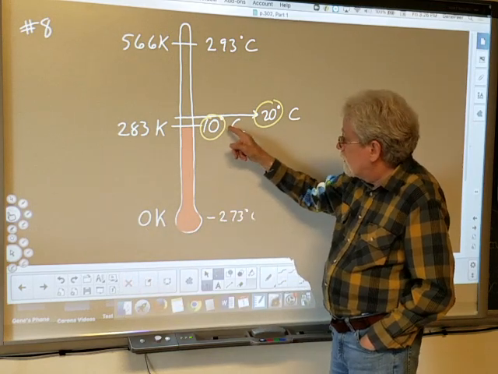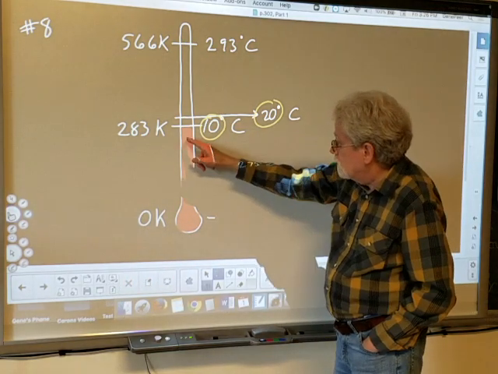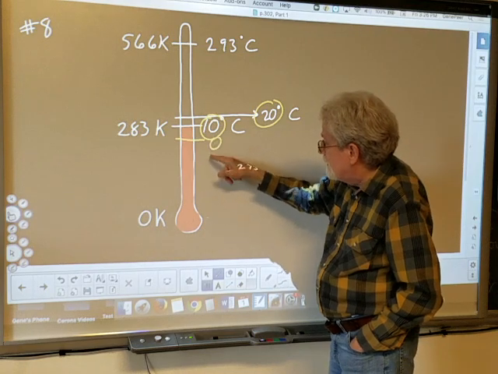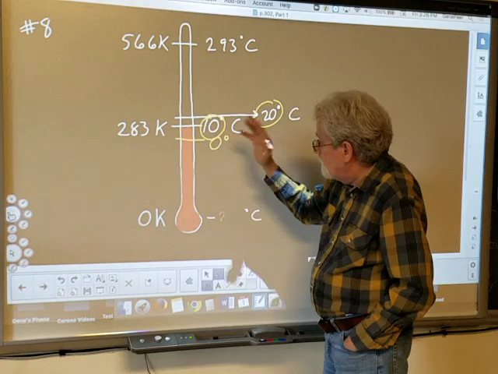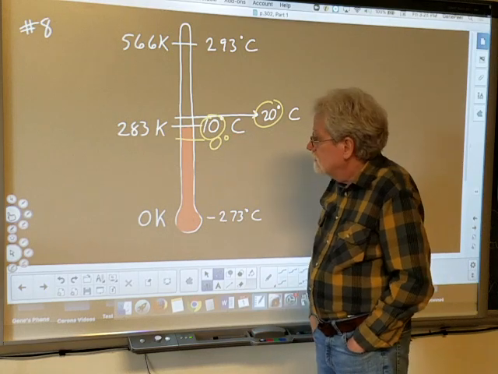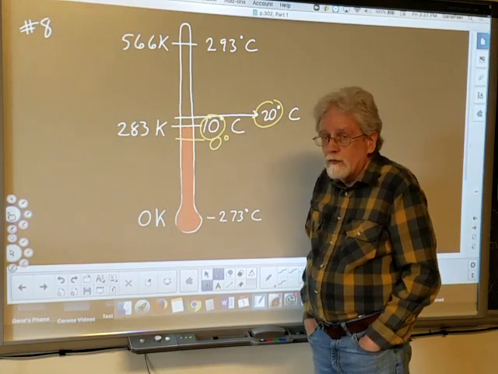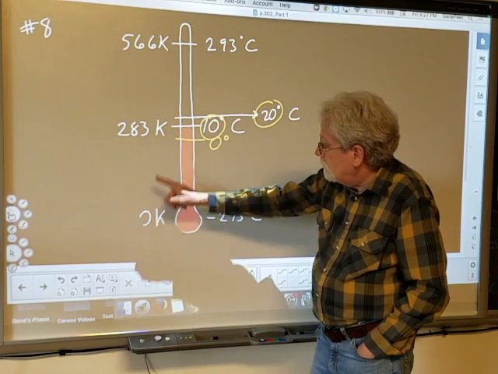Unlike the Celsius scale, that does not start... Where is zero? Zero might be here. Zero is not at zero energy. What does zero mean? Doesn't mean much of anything. Just an arbitrary spot on the thermometer. But here, zero means something.